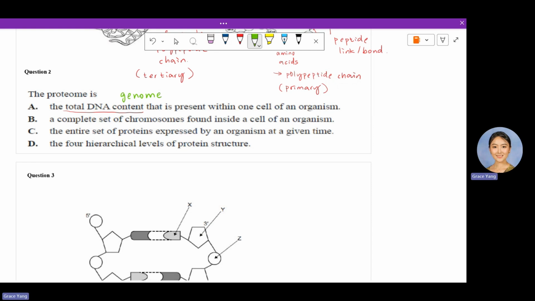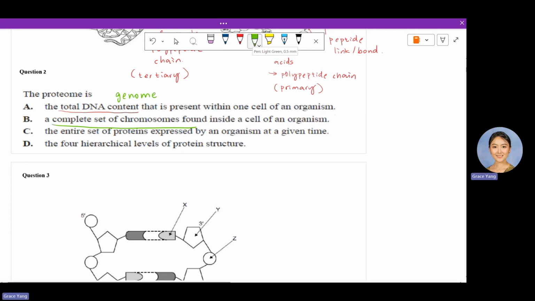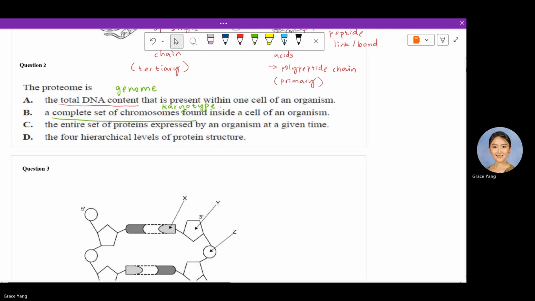Option B, a complete set of chromosomes found inside of a cell of an organism. That is also incorrect because we know a complete set of chromosomes should be called karyotype. Now option C, the entire set of proteins expressed by an organism at a given time. That looks like the right answer. So that is the definition of proteome, the entire set of proteins expressed by an organism at a given time. It's incorrect to say proteome is all the proteins that an organism can produce. So that is the incorrect definition. It has to be at that given time, what are all the proteins expressed by an organism?